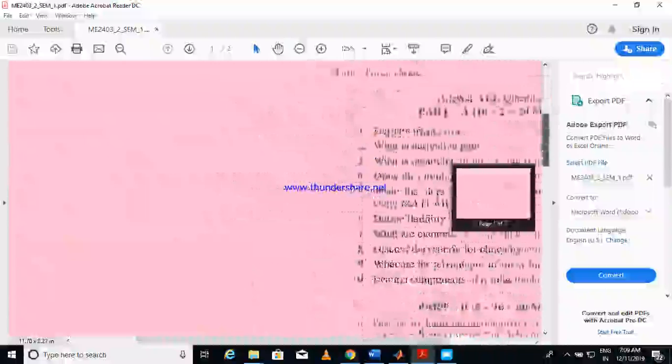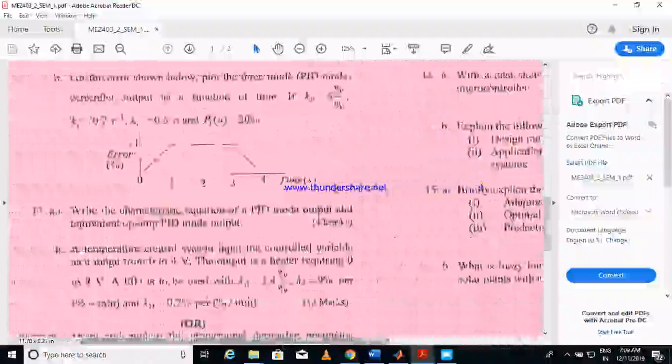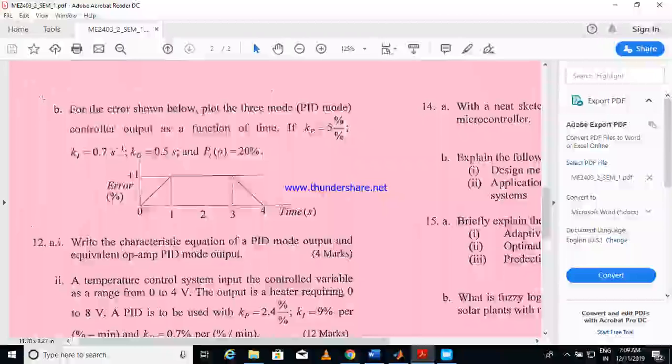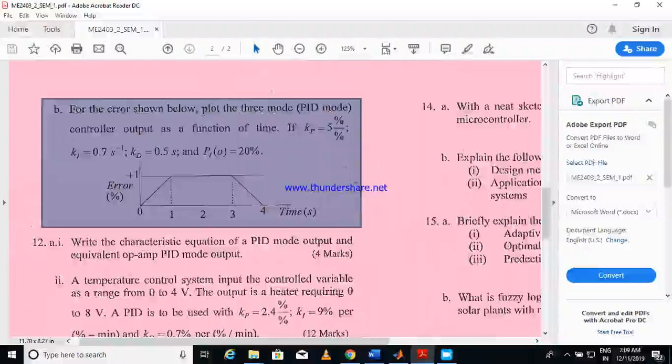I have seen the question papers for the last few years, and one problem is common: find out the output of a PID controller. This is the problem I am going to solve. Here this is a PID; from the error function you have to estimate the output.